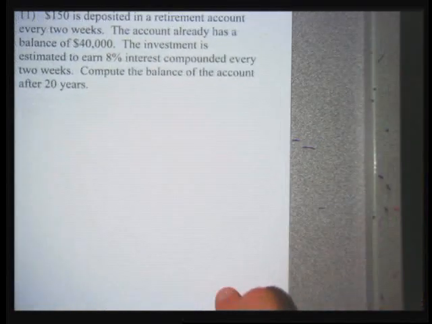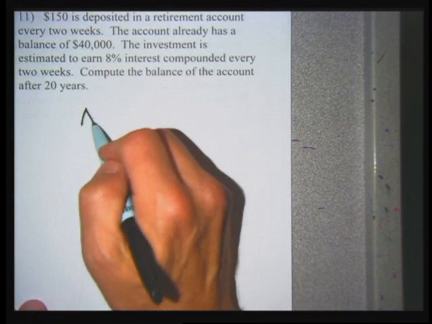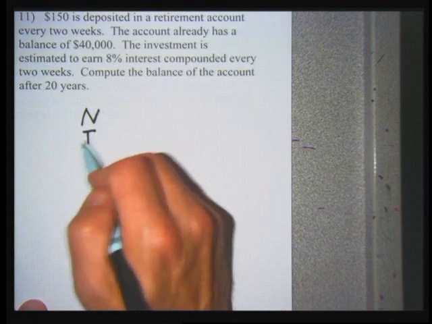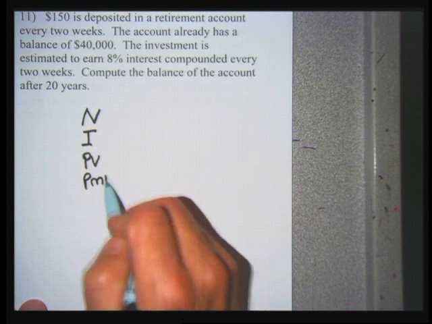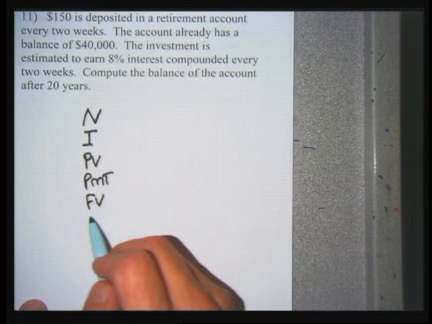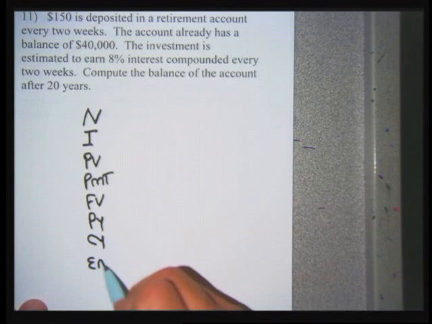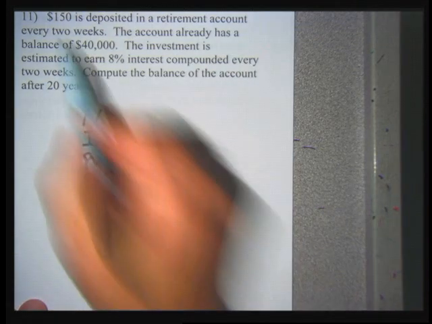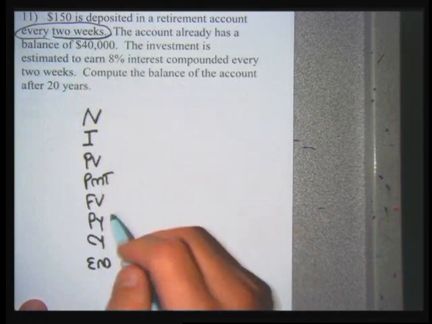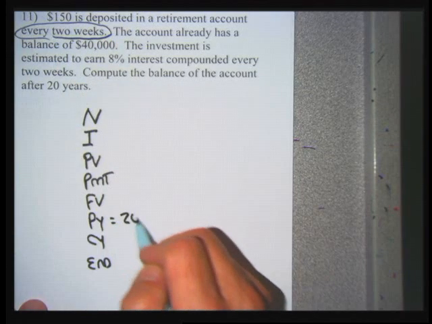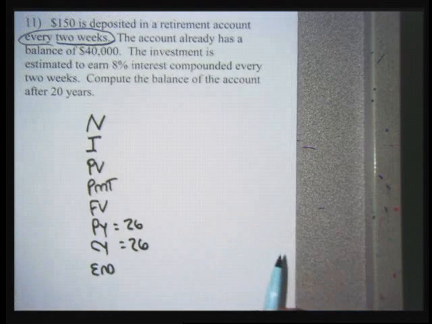I have 2 problems left. These are savings problems, so the PY and the CY are going to fluctuate depending on the words in the problem. But in the savings problems, I don't need any special screens. I just need the generic TVM solver screen. And in these problems, I look for the keyword. Every 2 weeks makes the PY and the CY 26. Twice a month would make it 24.